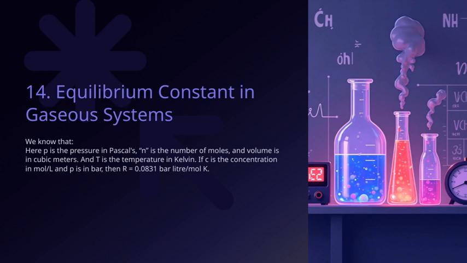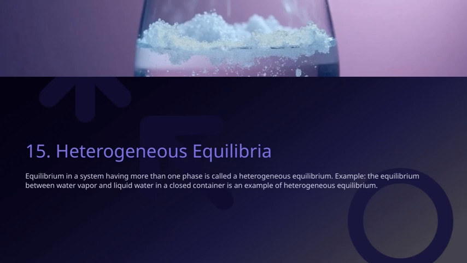Now, let's talk about equilibrium in systems that have more than one phase. We call this a heterogeneous equilibrium. Essentially, this is when different phases, like liquid and vapor, are in a state where their concentrations remain constant over time. A classic example is the equilibrium between water vapor and liquid water inside a closed container. Here, water molecules are continuously evaporating and condensing, but the overall amount of vapor and liquid stays steady. Recognizing this type of equilibrium is important because it helps us understand how different phases interact and coexist in a balanced state within the same system.